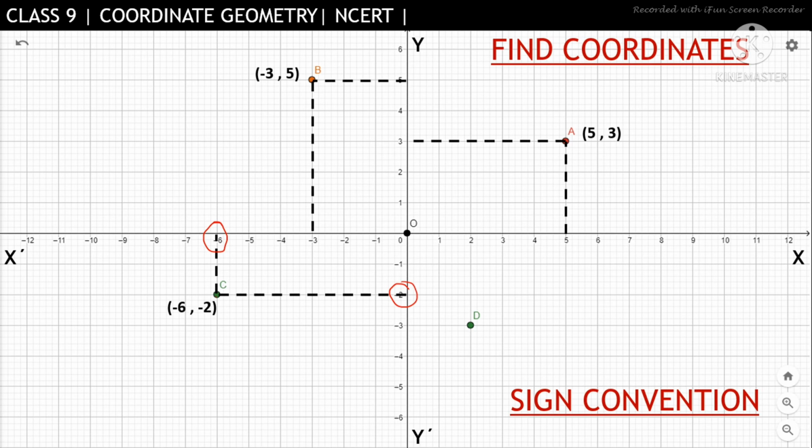And the last one, point D, you can see here. Now clearly it is seen, point D is in the fourth quadrant. You see here the quadrant, it is in the fourth. So the x coordinate is positive and the y coordinate is negative. So the point becomes 2 comma minus 3. So it is clearly seen the points now. In the first quadrant, both are positive. Second quadrant, negative positive. Third quadrant, negative negative. And the fourth quadrant, positive negative.